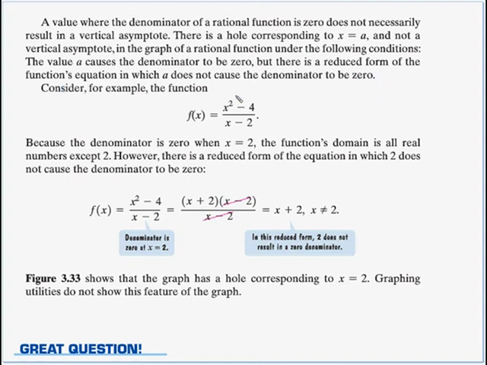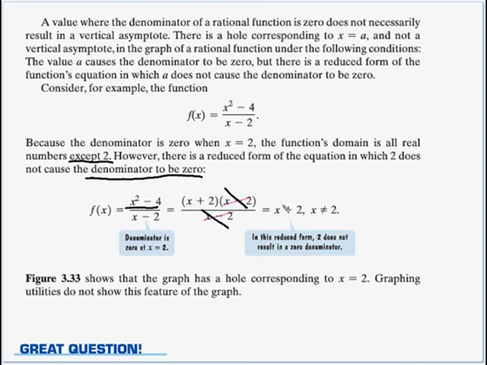Consider, for example, this function, x squared minus 4 over x minus 2. Because the denominator is 0 when x equals 2, the function's domain is all real numbers except that value 2. However, there is a reduced form of the equation in which 2 does not cause that denominator to be a 0.